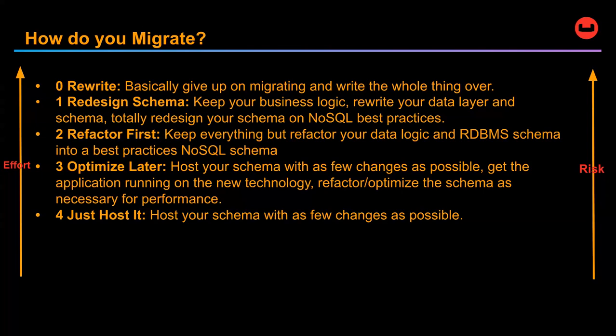So really, we're balancing performance and scale against our effort and risk. Generally, I see organizations doing more of a 2 or 3 than a 0 or 1. Some maybe do 4 for applications that can be moved over just for consolidation reasons, where the performance or scale requirements aren't very high. So we're going to focus on option number 3, optimize later.